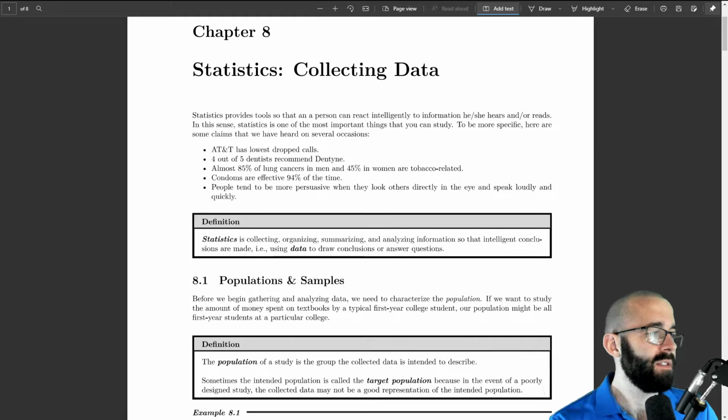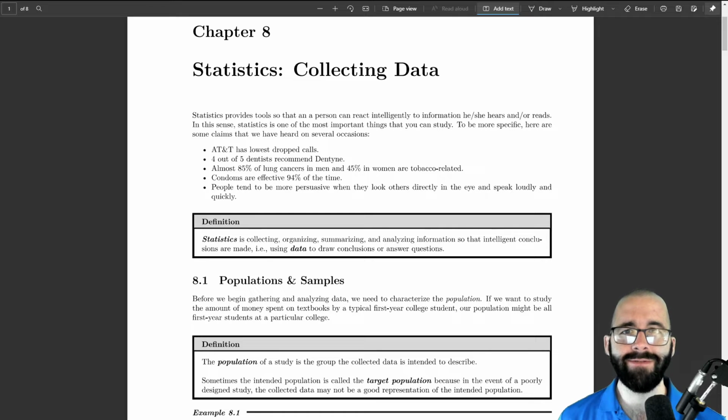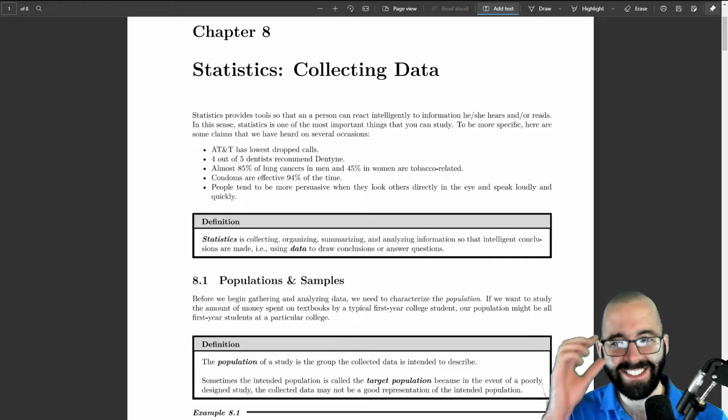All right, welcome everyone to the first of 2 units over multiple weeks. I don't remember, I think we're doing this in 3 weeks, on an introductory introduction to statistics.